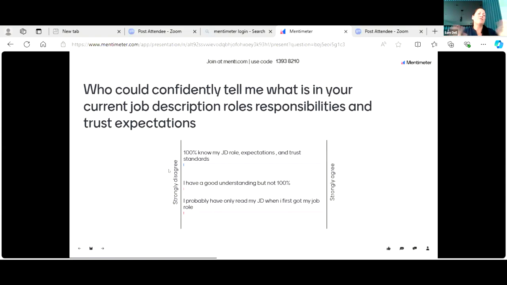Very quick, just a fun question that doesn't really matter whatever answers you put. Who could confidently tell me what is in your current job description, roles, responsibilities, and trust expectations? So some of the options on here are: I 100% know my job description and my trust standards; I have a good understanding, but not 100%; I probably have read it, probably when I got my first job role. So just to see where people lie in terms of what they know about their current job descriptions.